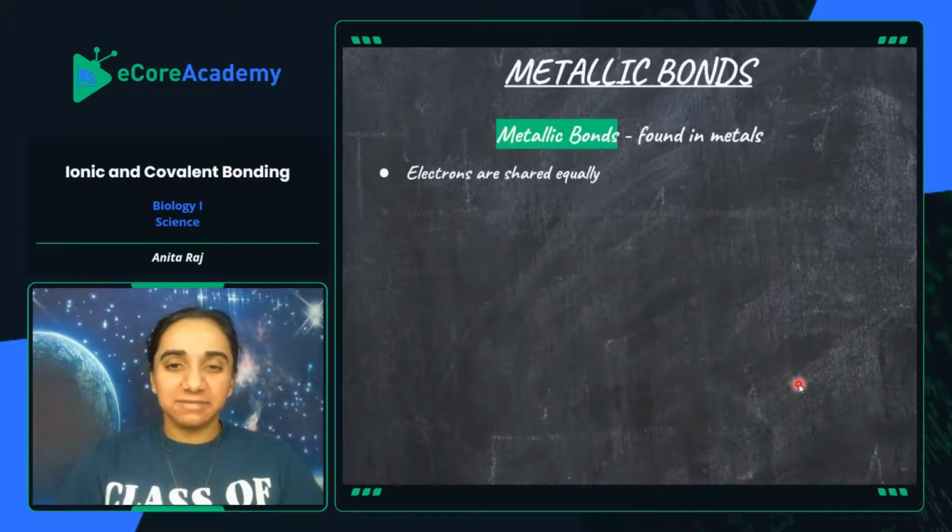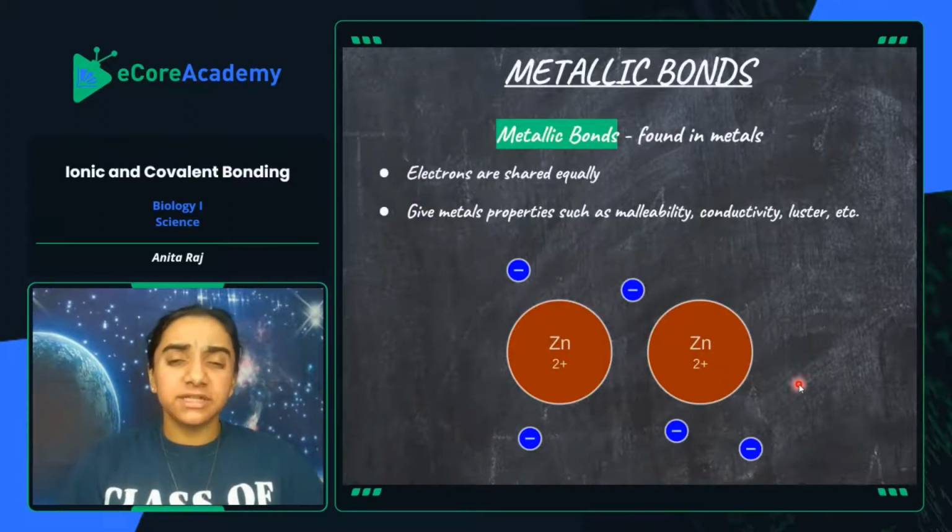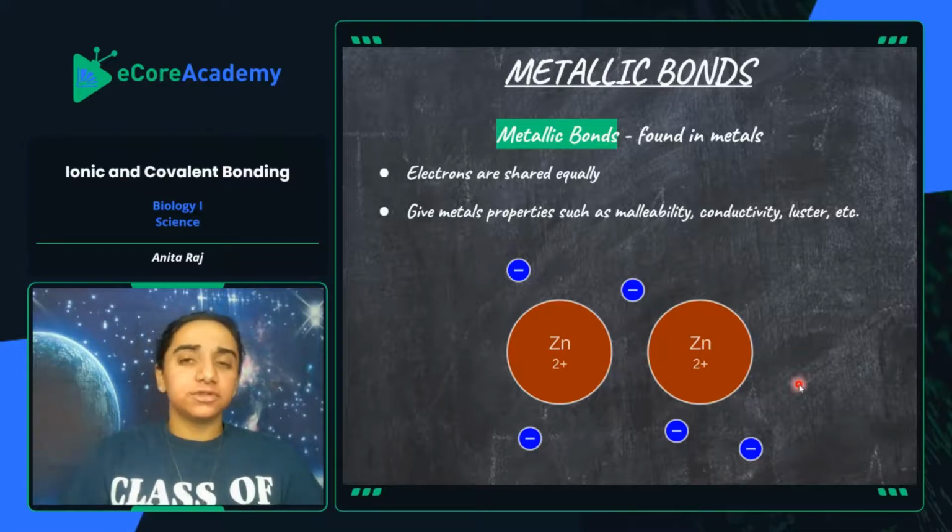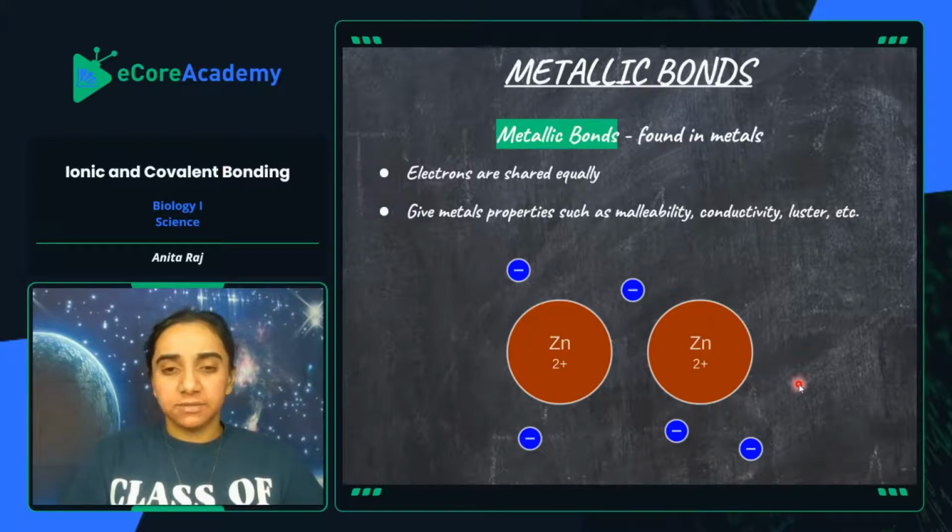Okay, and lastly, let's talk about metallic bonds. Metallic bonds are obviously found in metals. Metals are found on the left side of the periodic table and towards the middle. Electrons are being shared equally in metallic bonds between metals, and they give metals properties such as malleability, conductivity, luster, like their shininess, their ductility, all those properties that you find in metal. That's why metallic bonds are very special.